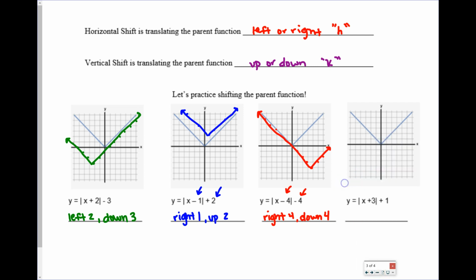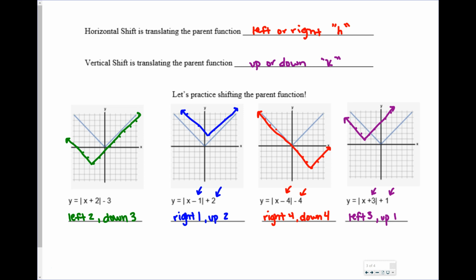And then finally, the last one, that is a left 3 from here and an up 1. So I'm going to go 1, 2, 3, and then up 1. Okay.